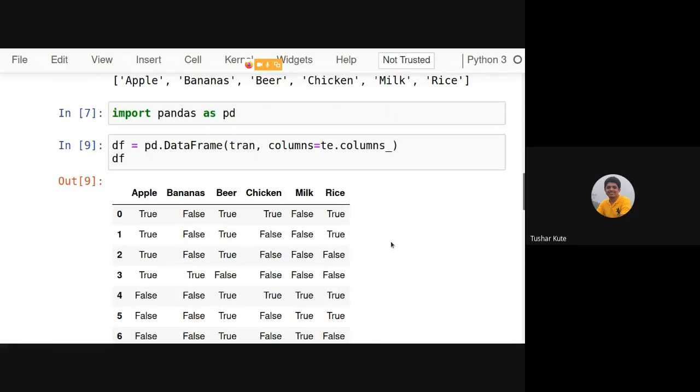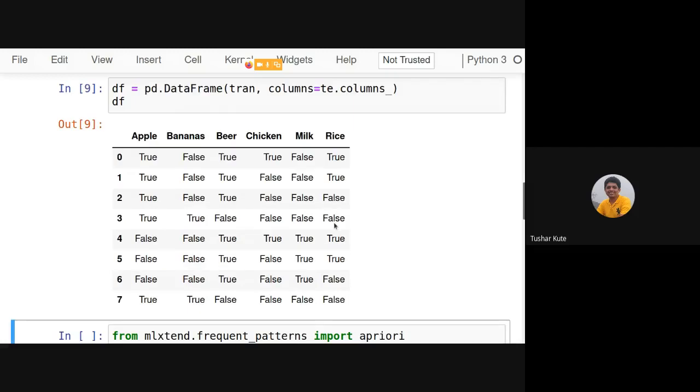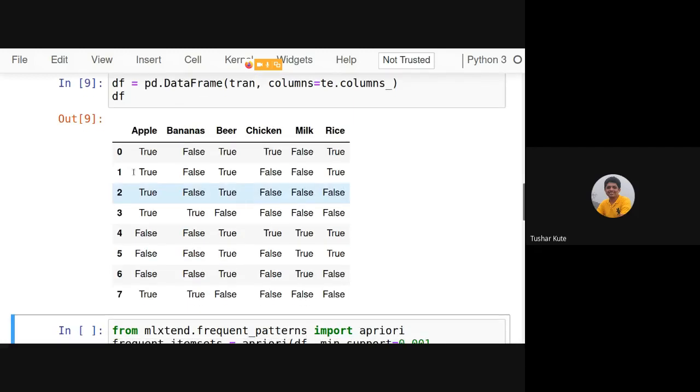I have attached those columns to the two-dimensional list, and then you can see the data frame. A data frame is a special data structure that we saw last time in the clustering technique. I've converted the data into a data frame in table format. In first transaction number 0, apple present, banana not, beer yes, chicken yes, milk not, rice yes. If I add them together, I will get the support of apple.